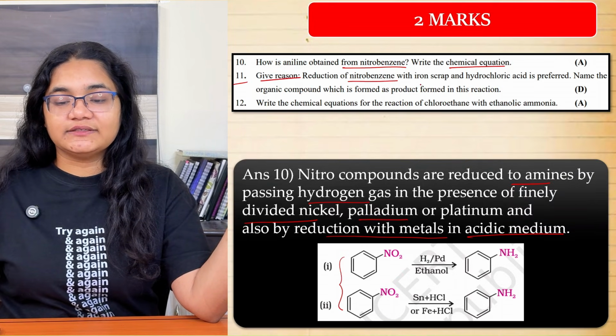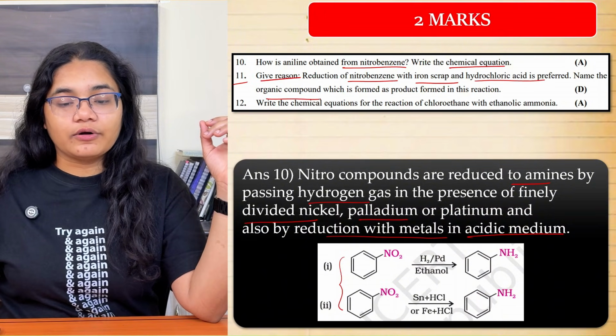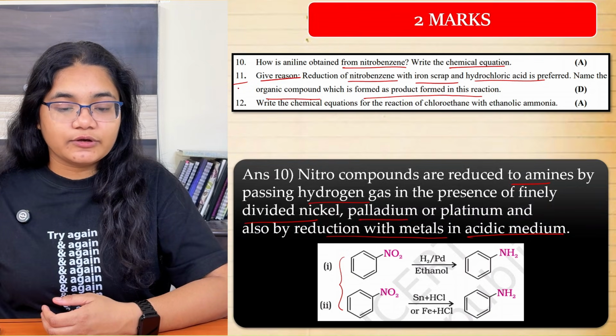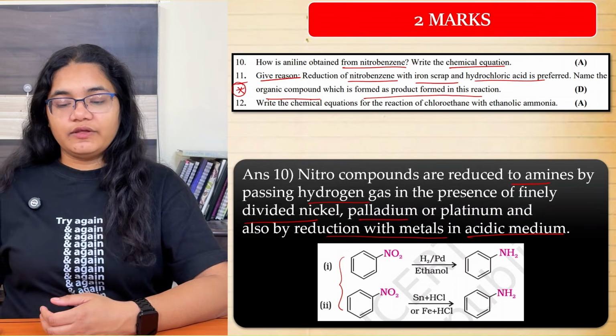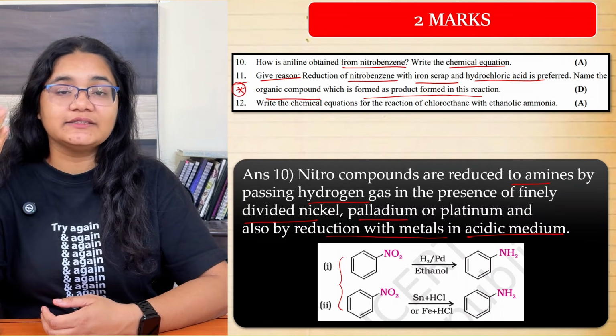Next, question number 11, give reason here. Reduction of nitrobenzene with iron scrap and hydrochloric acid is preferred. Name the organic compound which is formed as the product in the reaction. Now this question is very, very important: why do we use this metal with HCl in this particular reaction, especially Fe, which is preferred here.